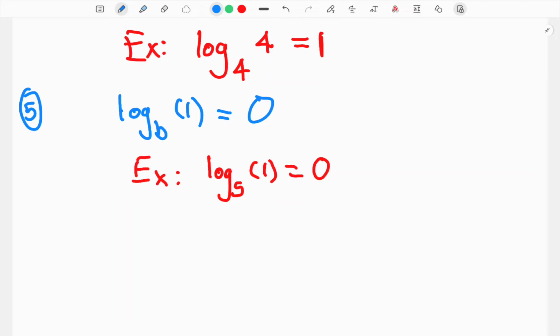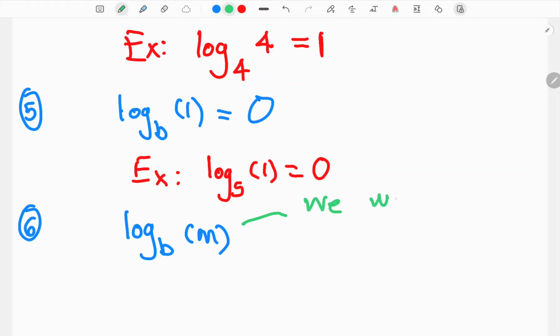So we have another law, law number 6. Let's say we have log base b of m, and we want to change the base b to become base c. So we want to change the base to something we desire.